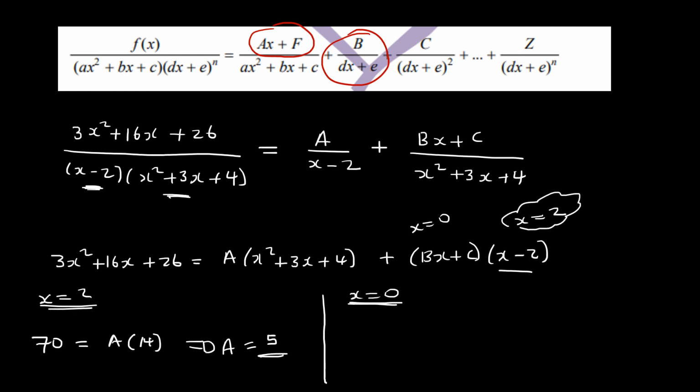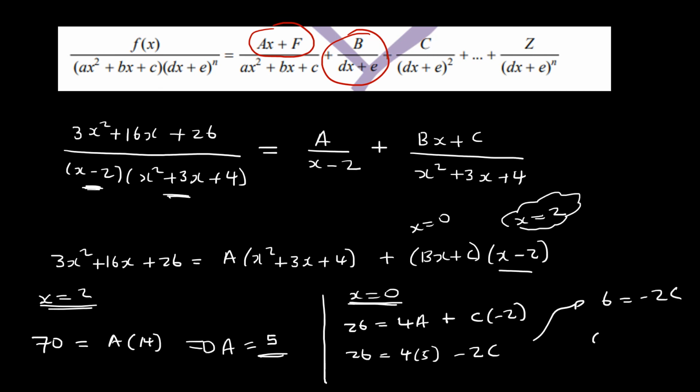Because if we can eliminate something, it makes our calculations easier. So if I substitute 0, that side I'll be left with 26. This side I'll be left with 4a. Your b will be 0, so I'll be left with c multiplying minus 2 there. If I substitute my a, which is 5, I'll have 4 times 5 minus 2c. So if I take 4 times 5 the other side, 26 minus 4 times 5, I'll be left with 6 equals 2 minus 2c. So we can see my c is minus 3.